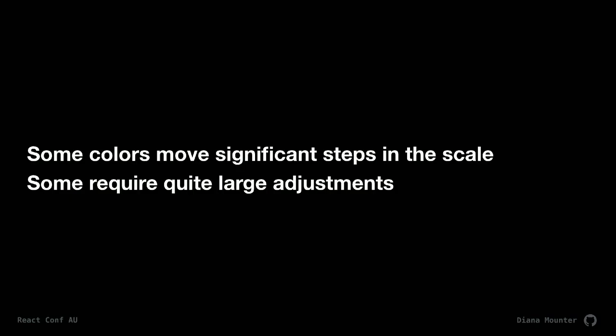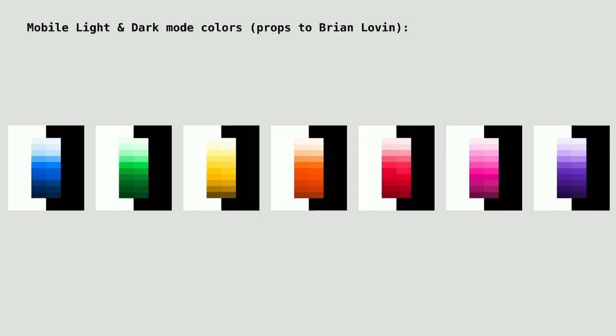So, recapping, what I learned is that some colors move quite significant steps in the scale, whereas other colors needed to be adjusted quite significantly. And so I don't think that you can just work with the same palette for both dark mode and light mode. And these are some of the swatches that were used in the GitHub iOS app that Brian worked on.